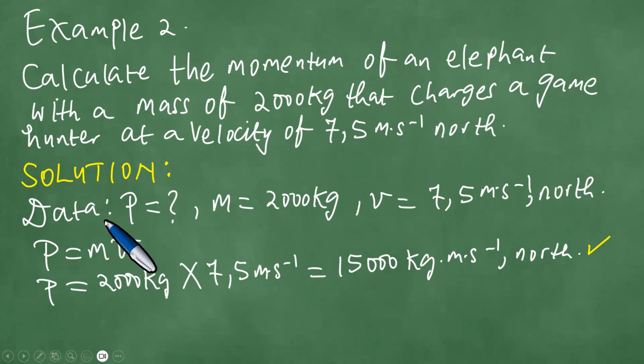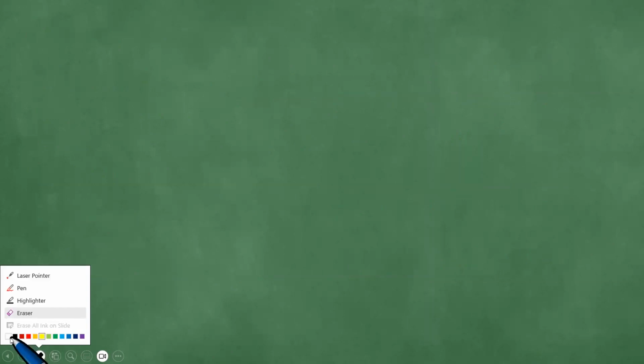Now let's do more calculations right now. Now, what about if we want to calculate the momentum of a bullet with a mass of this fired at a velocity of the south, example 3? Right, let's look at example 3. What about if we want to find the velocity of the bullet of a gun? Example 3.